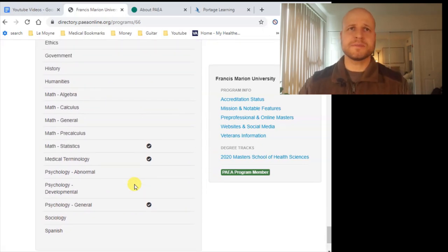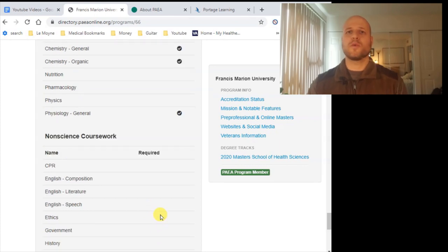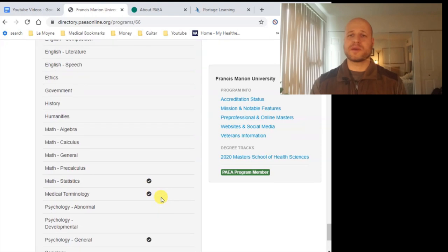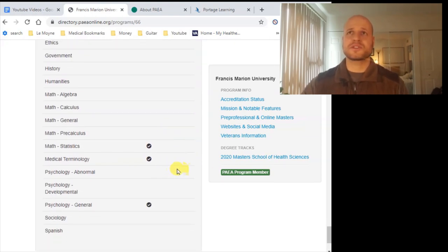So what's interesting about this particular school is they require medical terminology, which not every school does. For instance, my school did not require medical terminology. We actually took it as a separate course online through the summer before our program started. So my program did not actually require medical terminology. This school, Francis Marion, does.